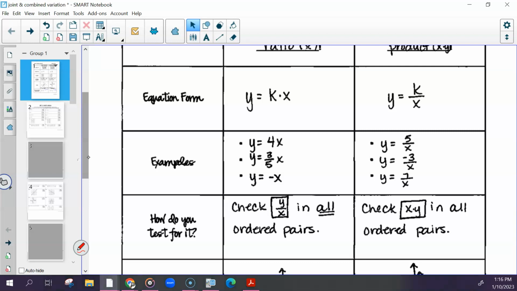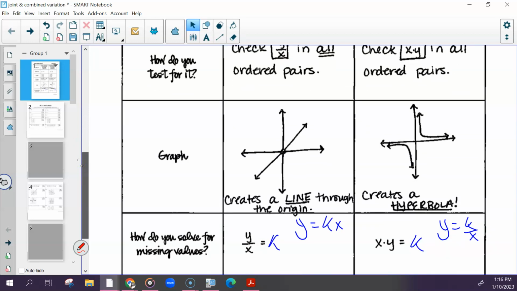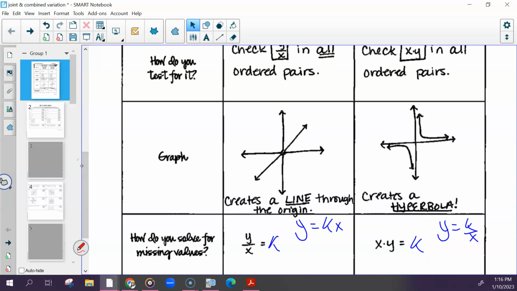To find, like in a table or ordered pairs, you can either use the ratio or the product to see if they're all the same. On the graph, a direct variation is always a line that goes through the origin, and the constant is the same throughout all your points.